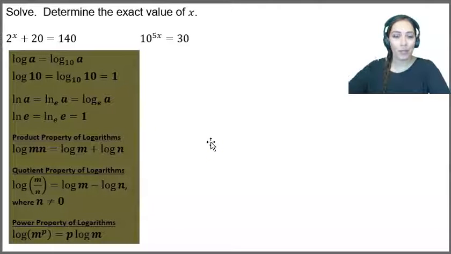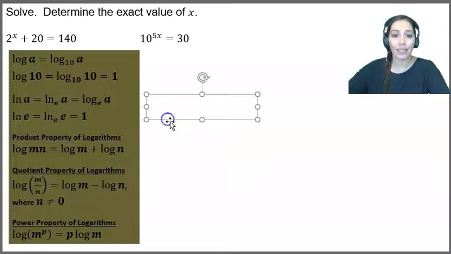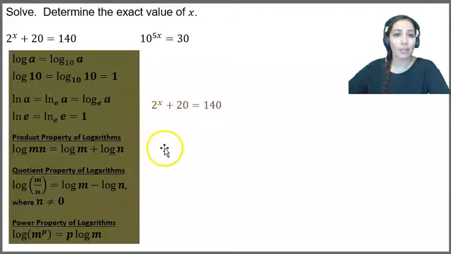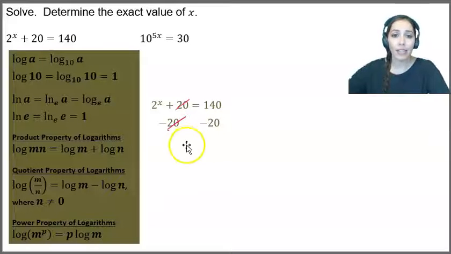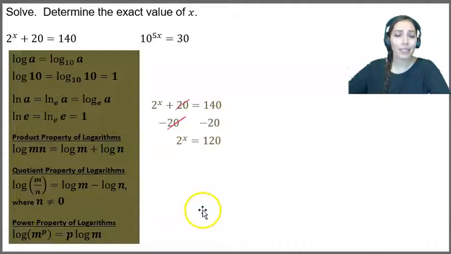Now that I have Chloe's tips and tricks, we can go ahead and solve for each of these equations and find the exact value of x. On the first one, I have 2 to the x plus 20 equals 140. If I'm solving for x, I'm going to move everything that's not x over to one side of the equation. So I'm going to start by subtracting that 20 from each side. The 20s will end up canceling on the left, and I get 2 to the x equals 120. From here, I know that logs and exponentials are inverses of each other, so I'm going to use the log rules and take log of both sides. So if I take the log of 2 to the x, I have to take the log of 120.